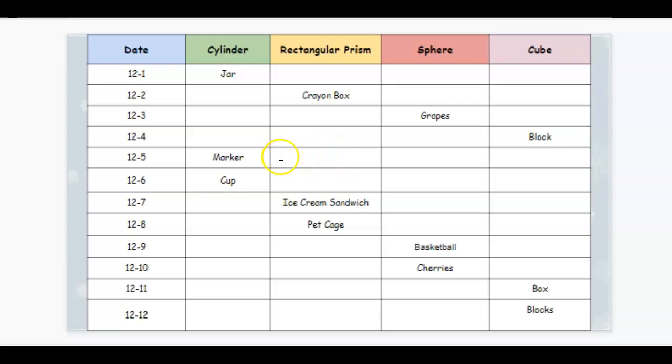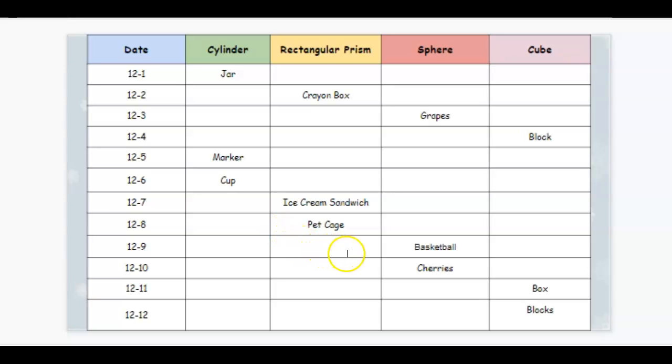Then on December 5th, we came and we saw another cylinder. It was a magic marker, if you remember. And on December 6th, the very next day, we saw a cup that we also decided was the shape of a cylinder. The next day, we saw an ice cream sandwich, and we put it with the rectangular prisms. On December 8th, we saw a pet cage, and then we thought it was also the shape of a rectangular prism. It had the 6 flat faces and the 8 vertices that we know they have.